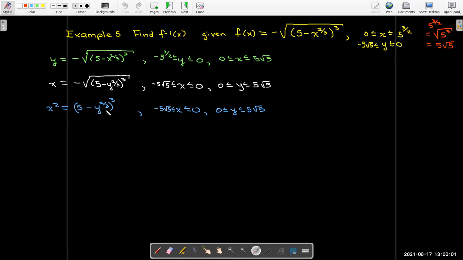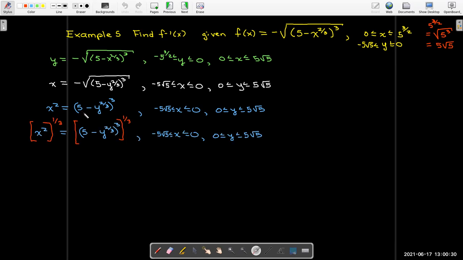And just like we saw in the simpler example, as soon as I square both sides, it's no longer clear whether I was looking at the negative square root or the positive square root. But since we know from our restrictions that x is negative, now we know it was the negative square root. That information gets preserved with the restriction.